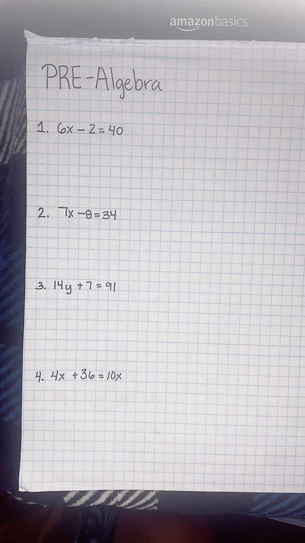All right. I'm going to start here. So number one, we have 6x minus 2 equals 40, okay?